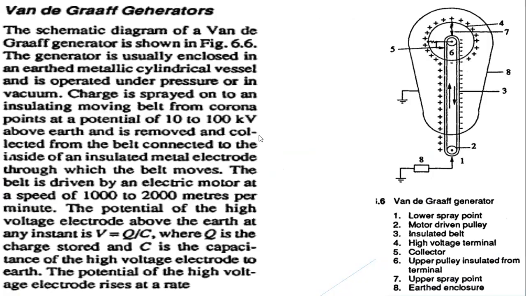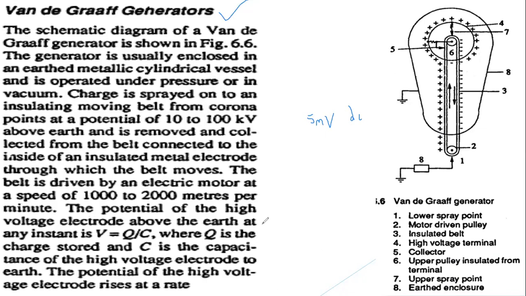Coming to the next very important topic, Van de Graaff generators, which I will discuss in this class. The Van de Graaff generator is one of the electrostatic generators. Another name for it is particle accelerator. Using this we can generate 5 megavolts DC output.